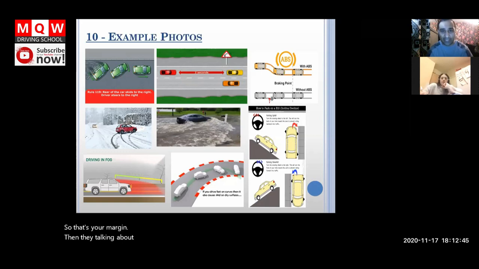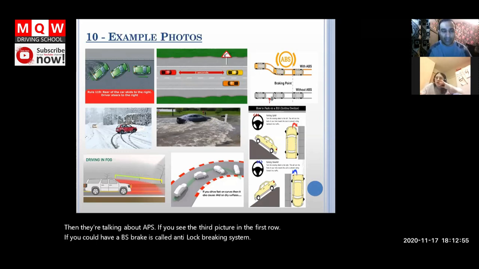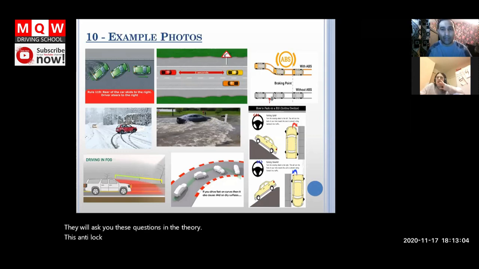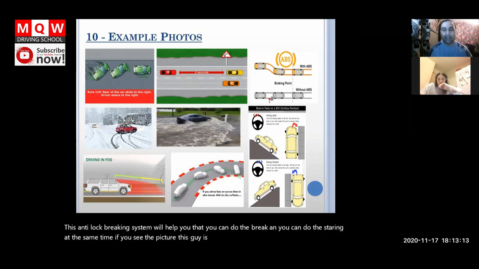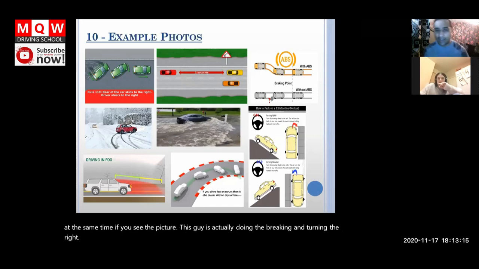Then they're talking about ABS. If you see the third picture in the first row, if your car has ABS brakes, it's called anti-lock braking system. They will ask you these questions in the theory. This anti-lock braking system will help you brake and steer at the same time. If you see the picture, this guy is braking and turning the steering and going into that place.